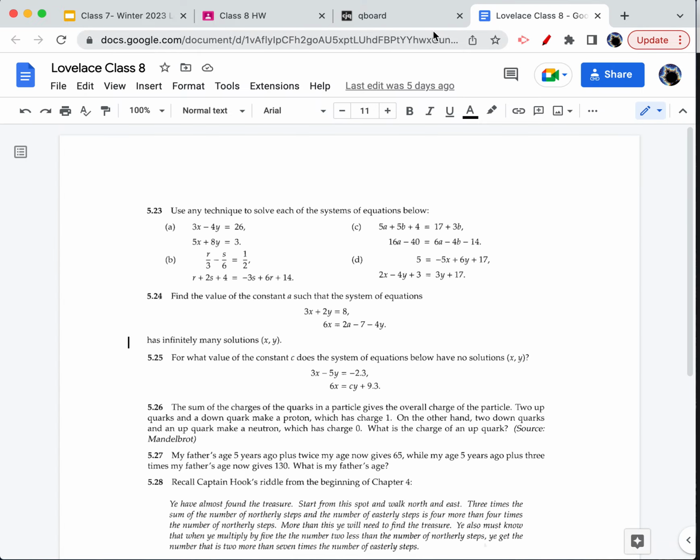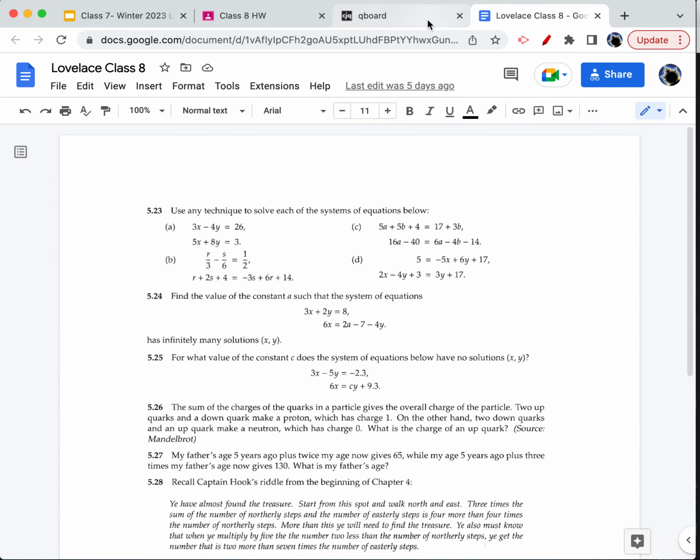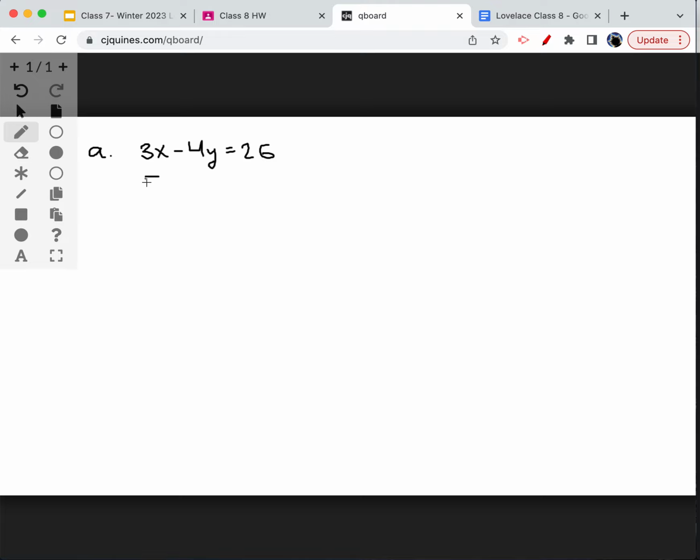Okay, so the first thing we'll do is 5.23a and b. So this is just the standard systems of equation. So we have 3x minus 4y equals to 26, and 5x plus 8y is equal to 3.